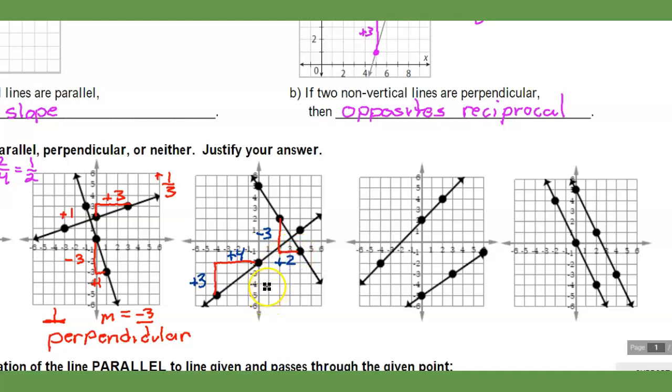Okay. So we have, for this positive slope here, 3 over 4. And for this negative slope, we have negative 3, down 3 to the right 2. So we do have the opposite, but they are not reciprocals. And they're not the same either, right? Obviously, one's positive, one's negative, so they are neither.